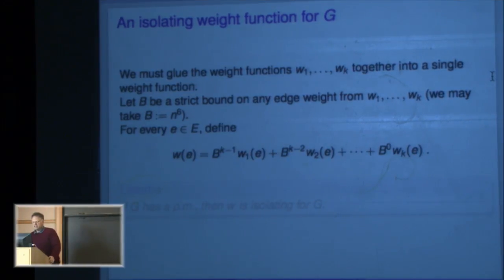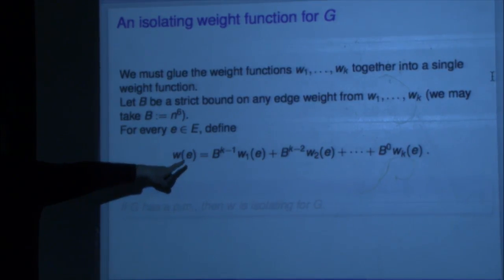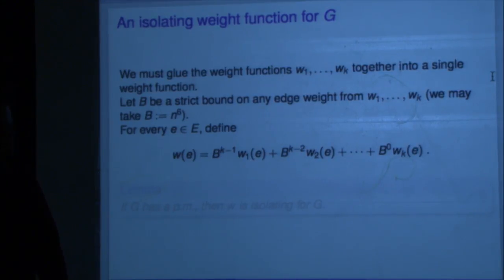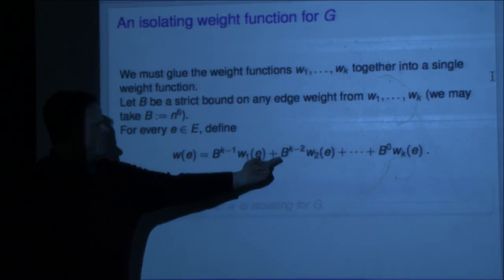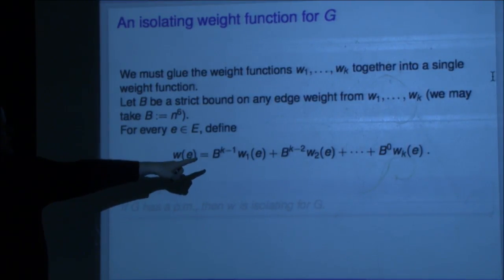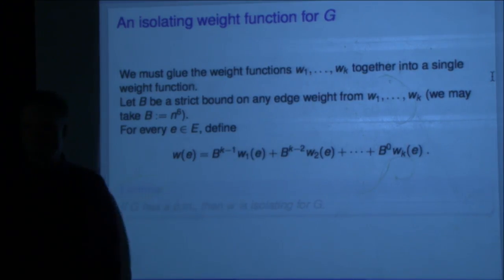And now for each edge, we define this master weight function, W sub e, which is just descending powers of B multiplied by the various weights as their coefficients. So you should think of these weights as being in order of priority. So the most significant weight is the first one, and then after that, W sub 2. You can think of this just as a number in base B, where these weights are the digits. Okay.